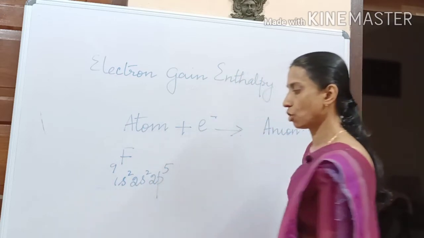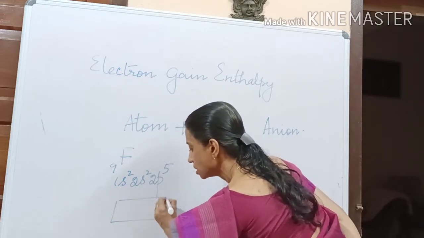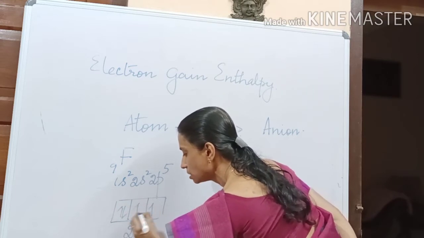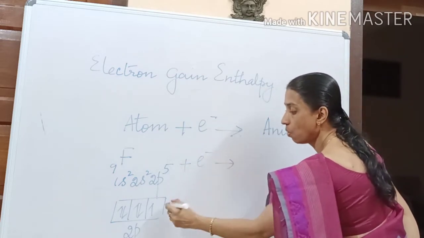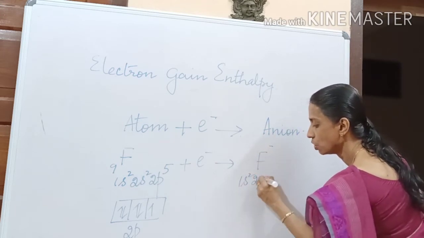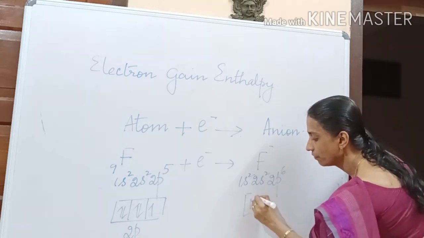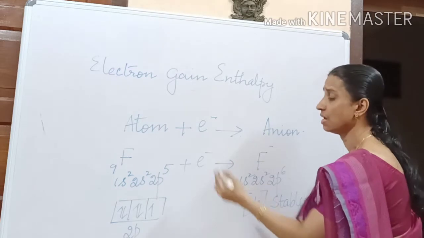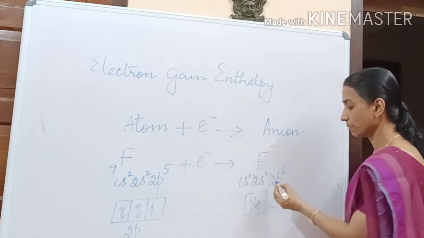So 9 electrons are there, and here you find that this is highly unstable because the last orbital 2p is having only 5 electrons. That means it is unstable. By gaining 1 electron, it will become more stable. It becomes F negative with a configuration 1s2, 2s2, 2p6. That means this is attaining neon configuration, which is rather stable. In such a case, such an atom has a tendency to add up electron readily and become more stable.